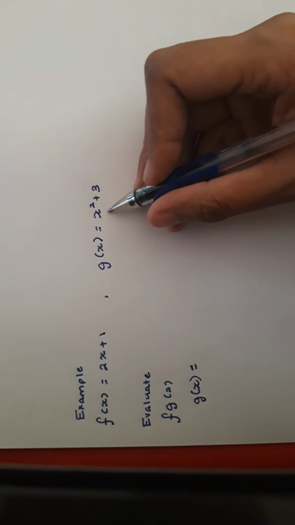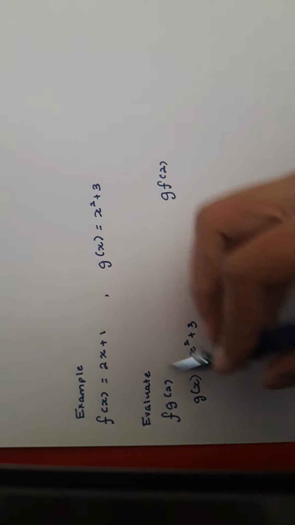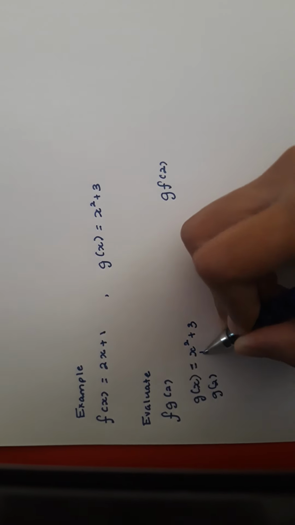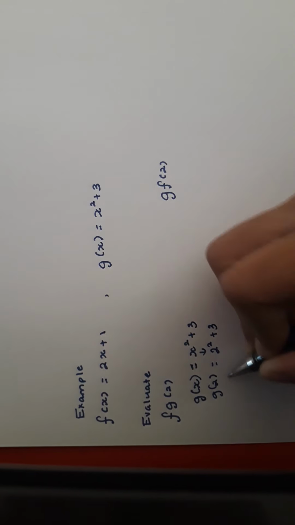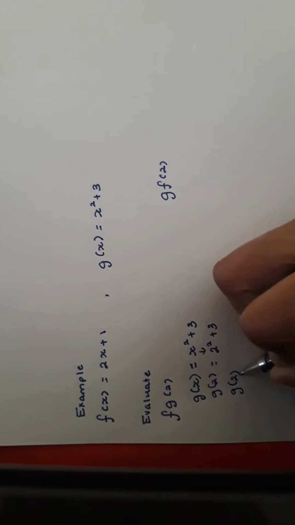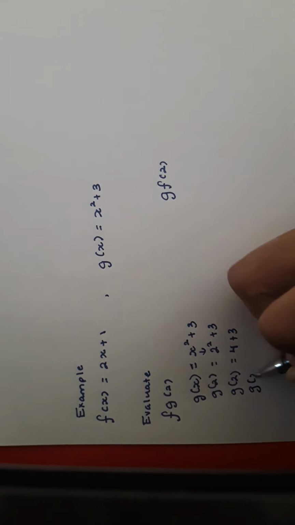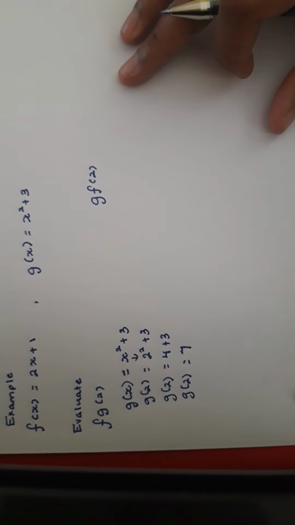g of x is equal to x squared plus 3, and we're going to find g of 2. Where we have x, we're going to replace it with the number 2. So that will be 2 squared plus 3. 2 squared is equal to 4, and 4 plus 3 gives us 7. So we've found g of 2, and that's equal to 7.